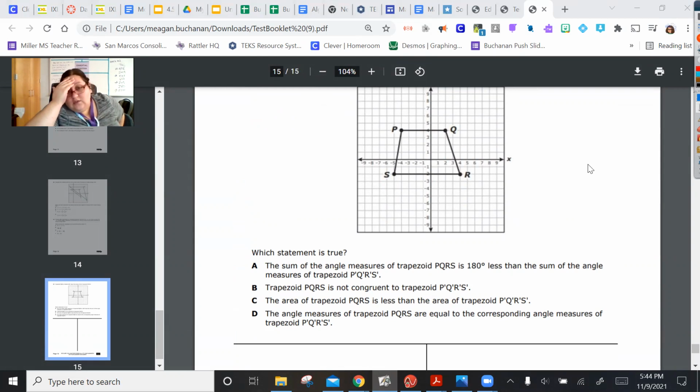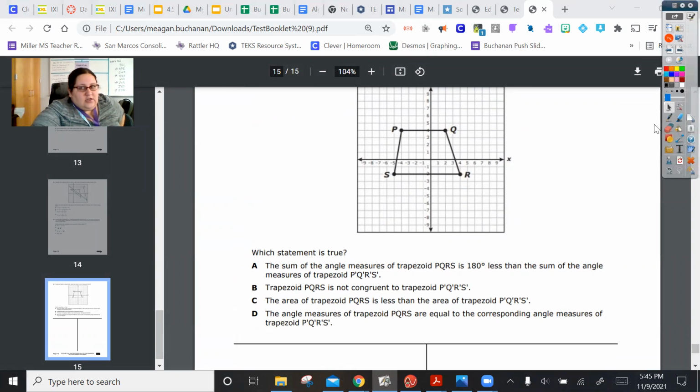No. Once again, when we do a rotation, the congruence stays the same. Saying the trapezoids are not congruent is not true. They did not change in size, so the congruence is the same. The area of the trapezoid is less than the area of the new trapezoid? If the figures are the same, that means the area did not change. And then the angle measures of the trapezoid are equal to the corresponding angle measures of the new one. Since they're the same size and did not change size, it's D.